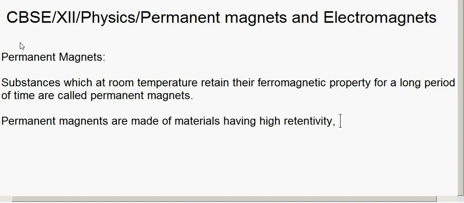We have seen what is retentivity and what is coercivity. So high retentivity means that they can retain their magnetizing property, or it is actually the residual magnetism which is left after the magnetizing field is reduced to 0. Having high retentivity, high coercivity, and high permeability. Anyway, these ferromagnetic materials have high permeability.